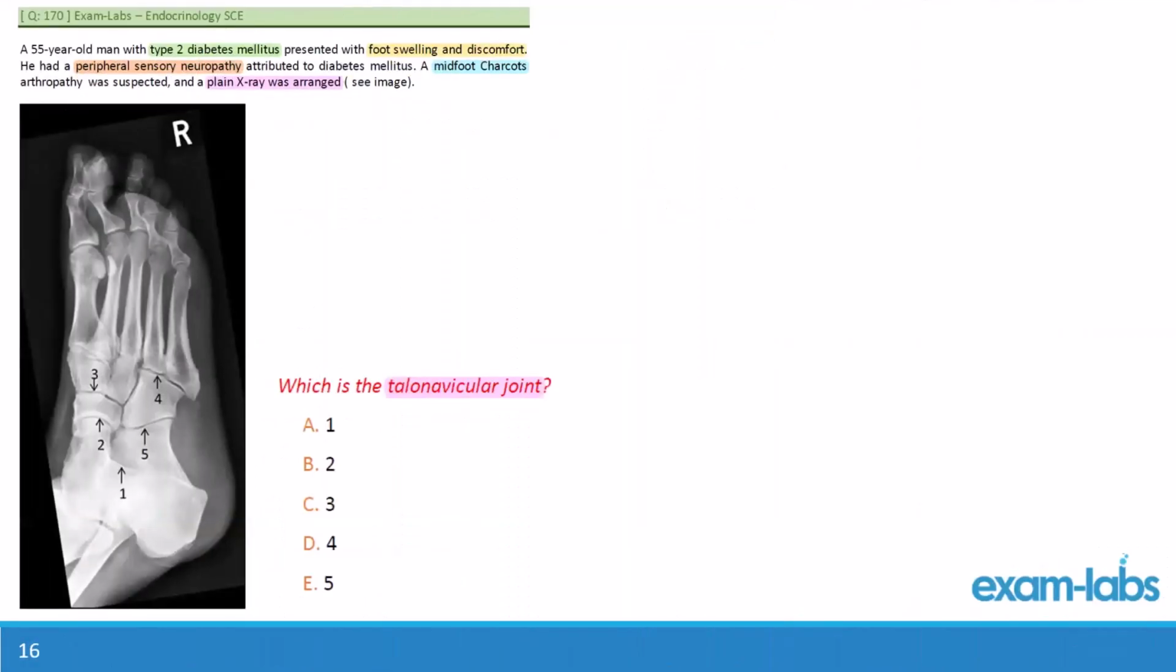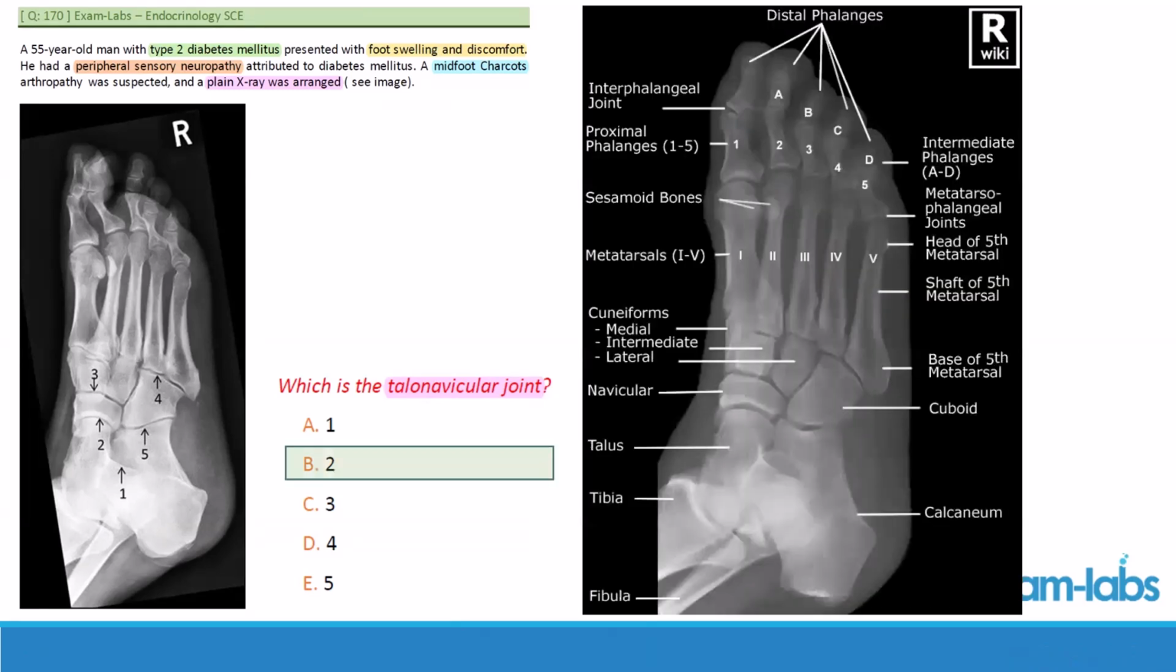Another repeated question asks about the talonavicular joint. Where is the talus and where is the navicular bone? You will find the talonavicular joint. Which number? Number 2. Yes, number 2. This is the talus and this is the navicular bone, so this is the talonavicular joint. Don't forget, this image is very important. This is the navicular bone and this is the talus, and in between is the talonavicular joint.